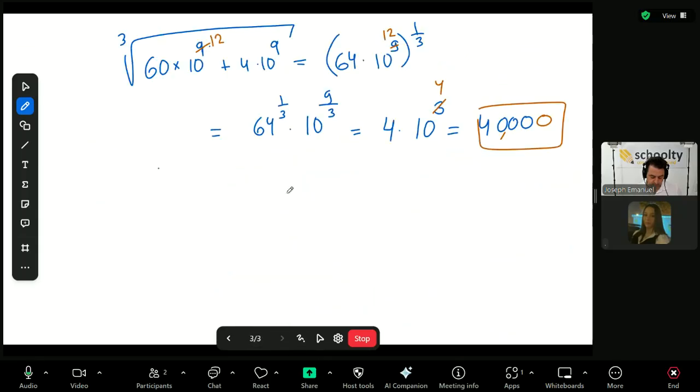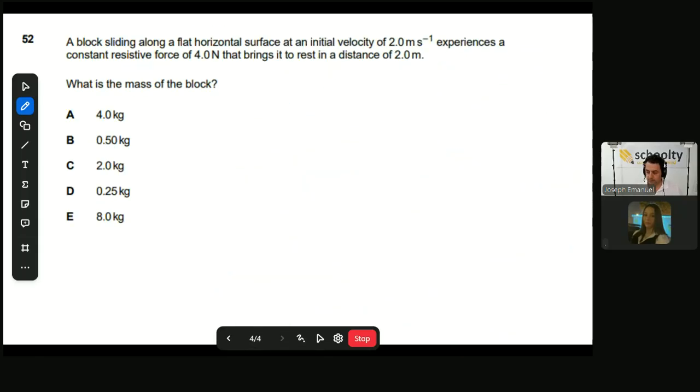Okay, great. Let's go to the second question. Okay, question number 52. Read it, please. A block sliding along a flat horizontal surface at an initial velocity of 2 meters per second experiences a constant resistive force of 4 newtons that brings it to rest in a distance of 2 meters. What is the mass of the block?